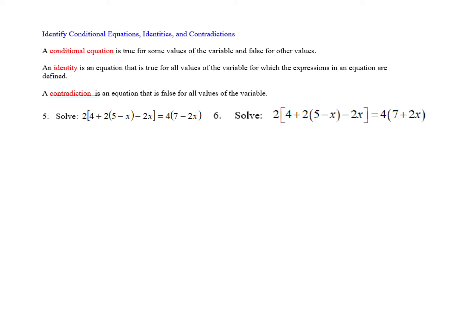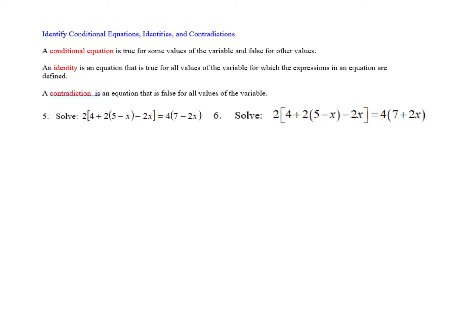A contradiction is the opposite of that. A contradiction is no matter what I put in, it's not true. So there's no solution. So an identity is when we have infinitely many solutions, or all real numbers work. A contradiction is when we actually have no solution. So let's look at an example of that. So let's start from the inside of these brackets. I mean, this one looks really complicated, but in reality, I just have to be patient and simplify.